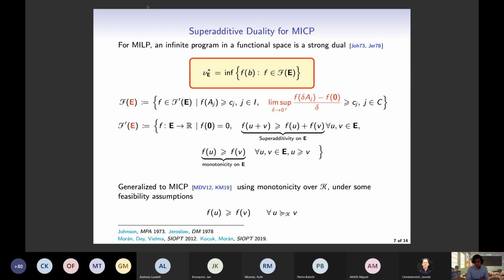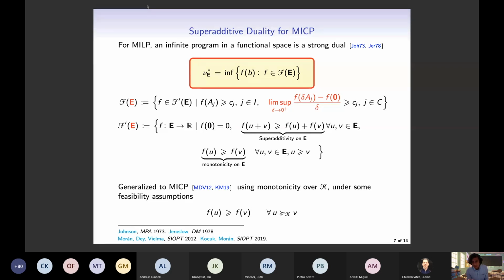All right, so just a quick note about superadditive duality. If somebody's not familiar with this, there's a lot of literature on this stemming from mixed integer linear problems. If your primal is a supremum, the dual is an infimum, as you would expect. But this dual is in a functional space. So you have to look at all these functionals, which are superadditive and monotone.